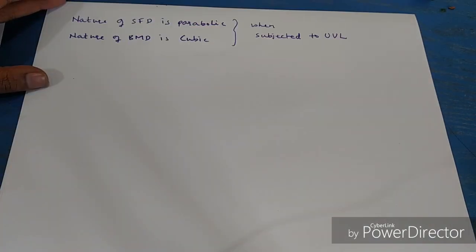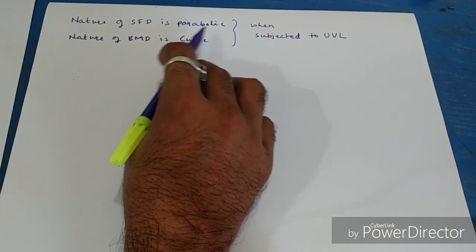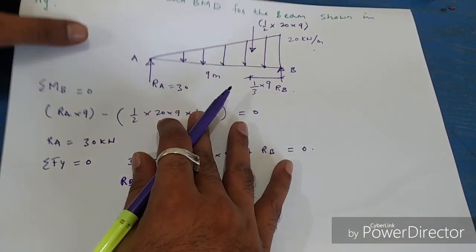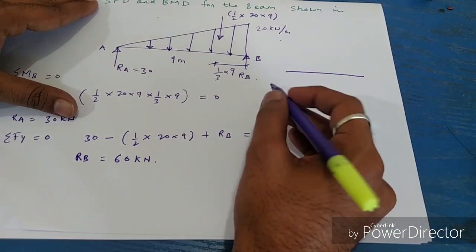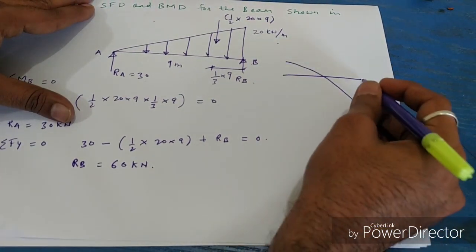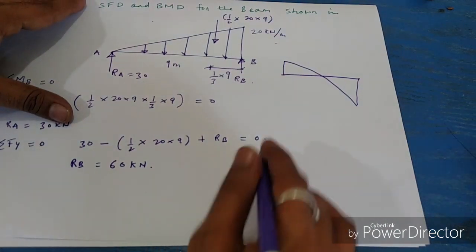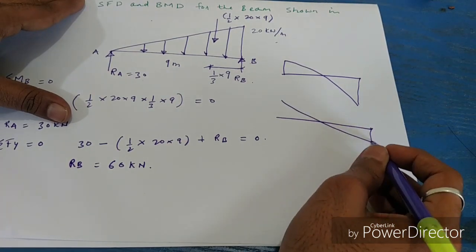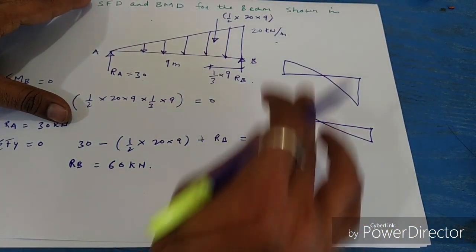You see the nature of the SFD, shear force diagram, is parabolic, and the nature of the bending moment diagram is cubic when a simply supported beam is subjected to UVL. We need to understand how to draw the parabolic diagram of SFD. You see, this is a figure, and the SFD could be like this. This is a parabolic distribution of SFD, and it could be like this. So both are correct, both are parabolic.